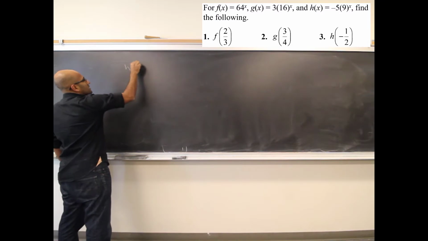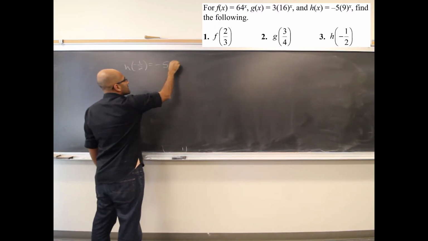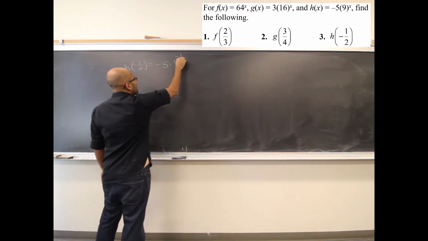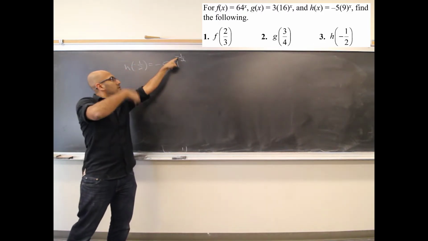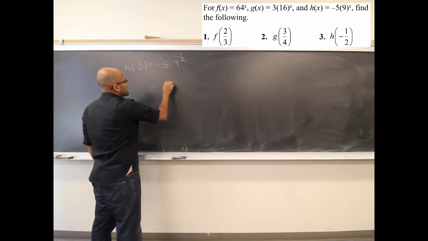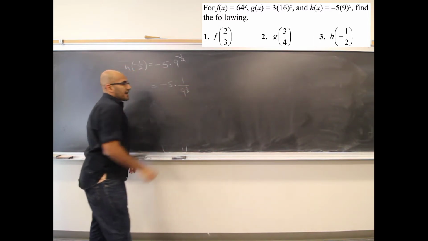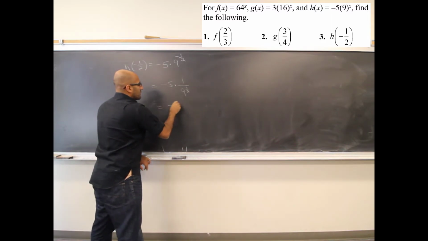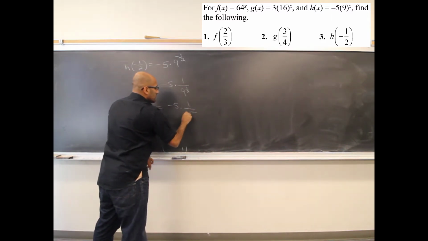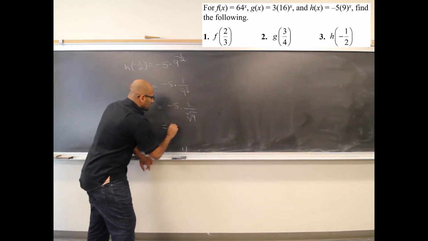So h of negative 1/2 is equal to negative 5 times 9 to the negative 1/2. Okay, and how do we deal with a negative in the exponent? Put it underneath 1. So this is negative 5 times 1 over 9 to the positive 1/2. And now 9 to the positive 1/2 is equivalent to 1 over the square root of 9. And so this is equal to negative 5 over 3.